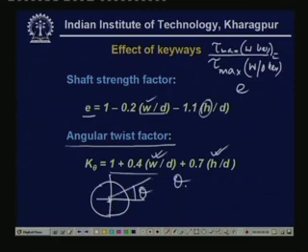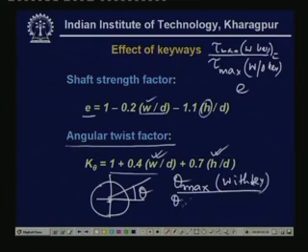So, theta max with key divided by theta max without key is given by this factor k theta. So these are the things which are to be considered while designing a key.